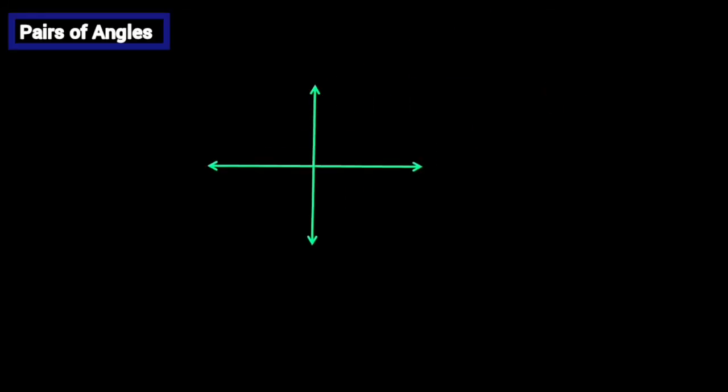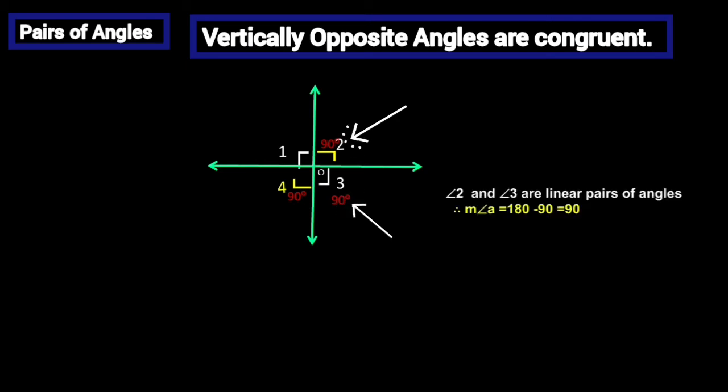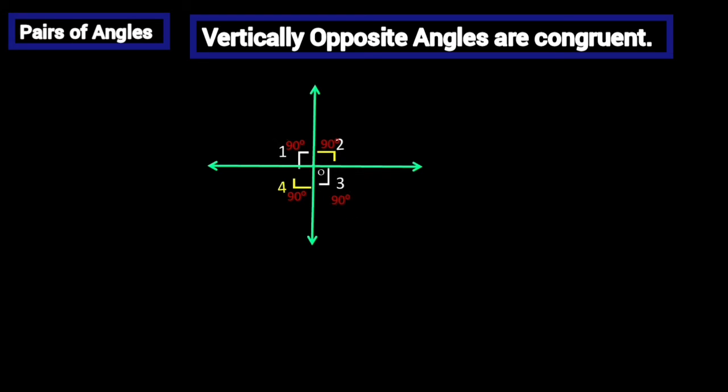Observe this on-screen figure. Two lines are intersected and form four angles. In this case, angle 2 and angle 4 are vertically opposite angles. Angle 2 is 90 degrees, so angle 4 is also 90 degrees. Angle 2 and 3 are linear pairs, therefore angle 3 is also 90 degrees. Angle 3 and 1 are vertically opposite angles, so even angle 1 is 90 degrees. So all four angles are 90 degrees.